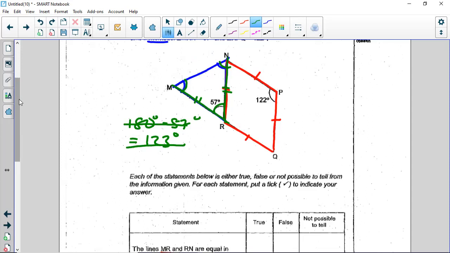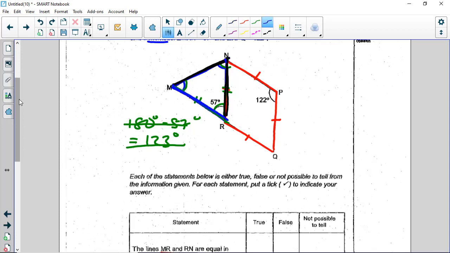We are actually not sure. Why is it not sure? Because this line and this line could be equal also, because the question says that the triangle is an isosceles. So does the question tell us which two sides are equal? Never says. So it could be these two lines. These two lines could be equal. It could also be these two lines.